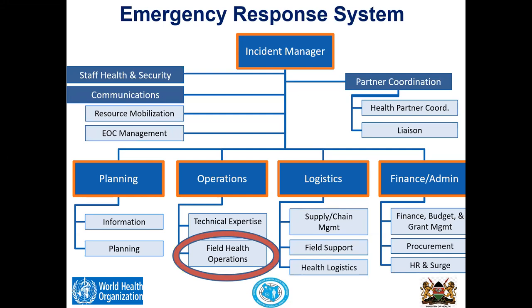The location or the positioning of rapid response teams within this bigger system is usually under the operations section, where they work together with technical people, but specifically, you'll find them under the field health operations, because 90% of what rapid response teams are supposed to do is usually in the field. We normally say that diseases begin and end in the community. So that's specifically where the teams will be expected to work. But of course, all these sections, all these different subsections work together as one big team within the EOC or the IMS structure.